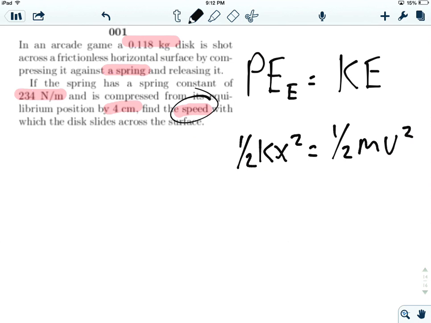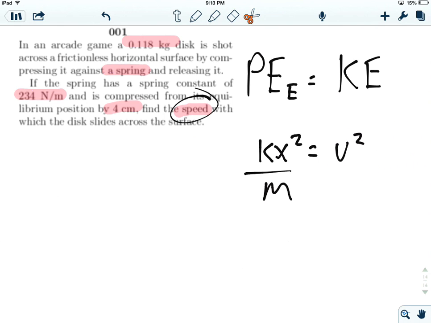Since there's a 1/2 on both sides, they cancel each other out and go away. So this is our equation. We're still solving for our velocity. We go ahead and divide both sides by mass, and we see that our mass cancels out, and we're left with our velocity squared. And remember, we're not looking for velocity squared, we're looking for a velocity, so we square root both sides, and we get that.